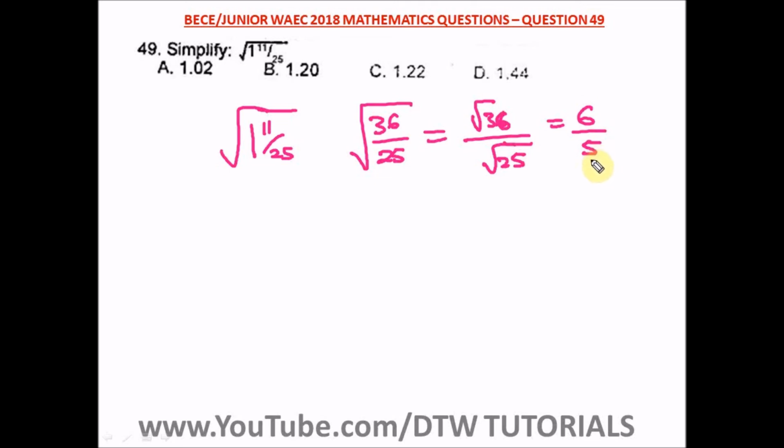And here we can simply break this down. This is improper, so convert to a proper mixed fraction. 5 in 6 will go 1 time, and we're left with 1 whole number over 5. And what is 1 divided by 5? I hope you remember 1 divided by 5 is 0.2.